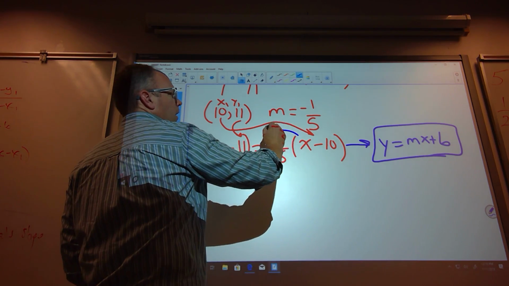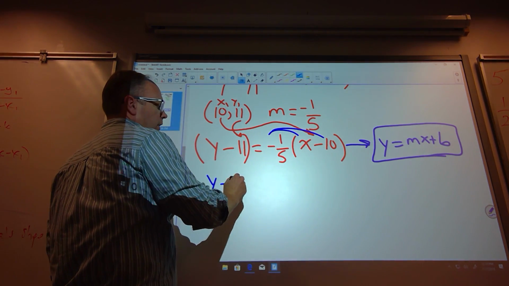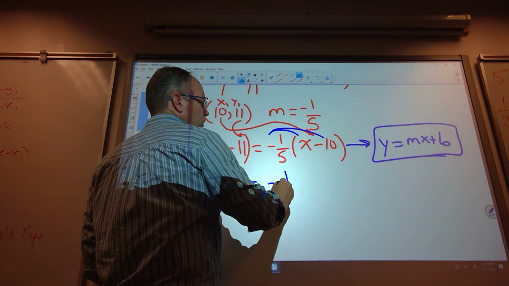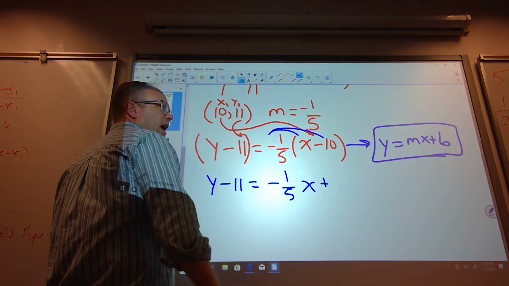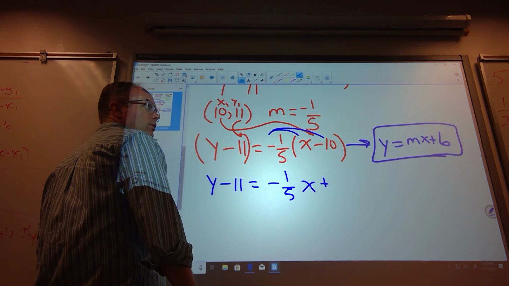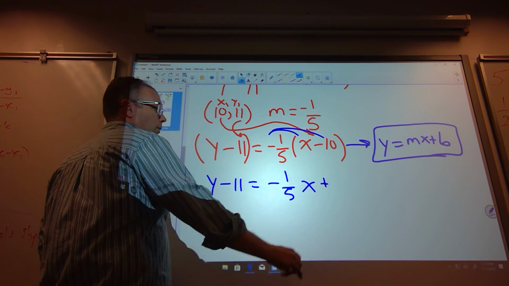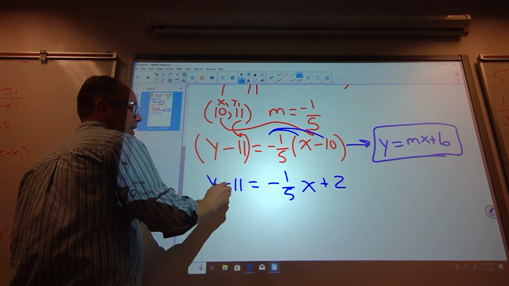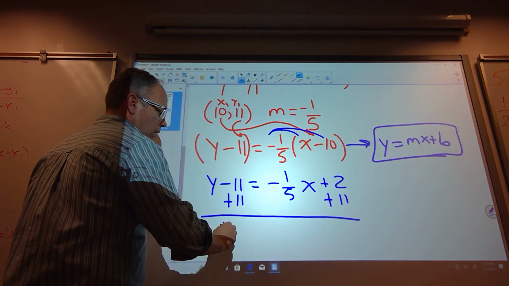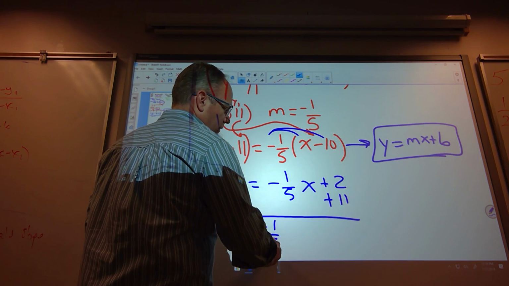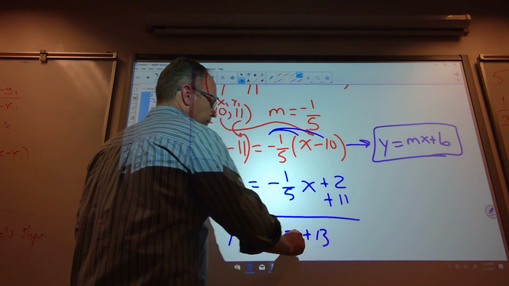All right, distribute here. So I get y minus 11, negative 1/5 times x. Negative times negative is positive. 1/5 of 10 is 2. And then add 11. Y equals negative 1/5x plus 13.